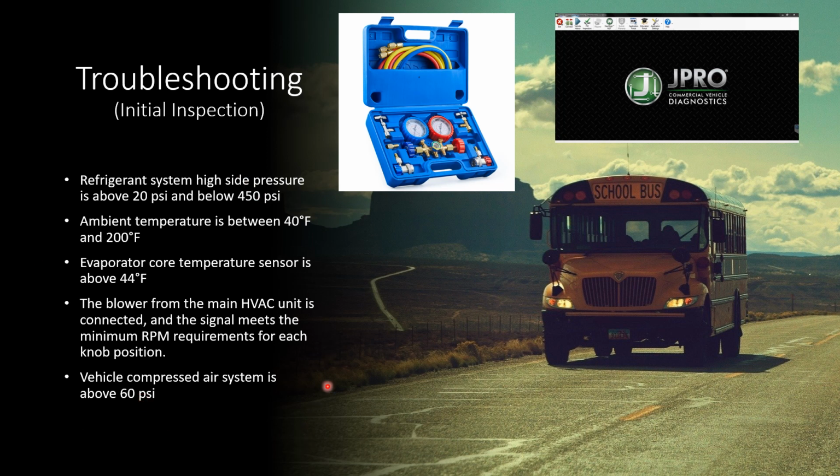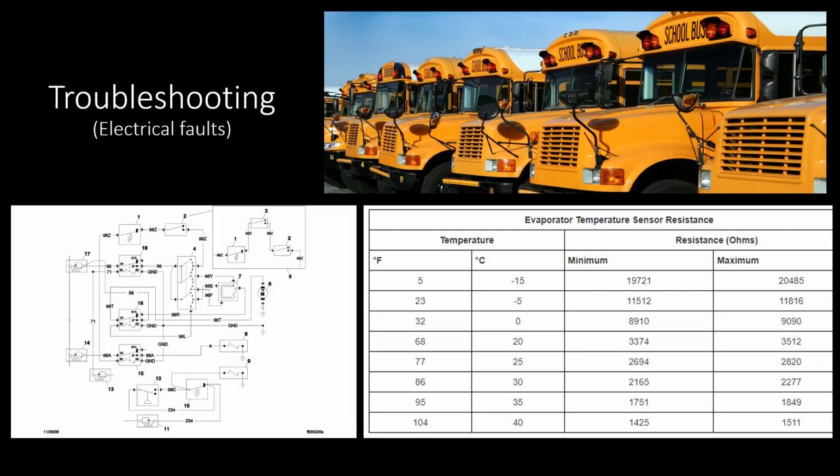Now with these initial inspections, when we see something wrong, then we have an idea of where to go, whether our problem is going to be electrical or with the refrigerant system. These initial inspections should help us determine what our issue is going to be.